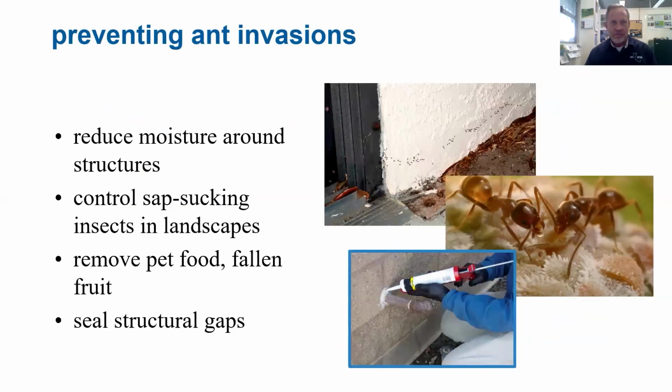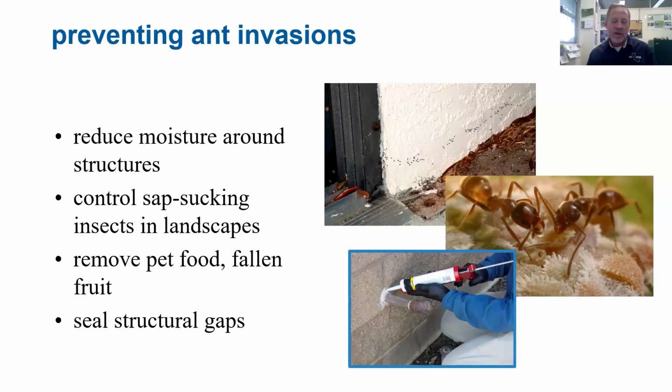So what can you do? First, we can try to prevent ant invasions throughout the season, throughout the year. First, we can reduce moisture around our structures. And so we talked about proper grading already. And by reducing moisture around your structures, you will reduce the potential that Argentine ants will nest near the structure. And so if they're not nesting near the structure, they're not likely to invade the structure when conditions become inhospitable.